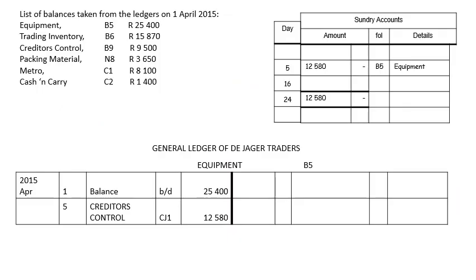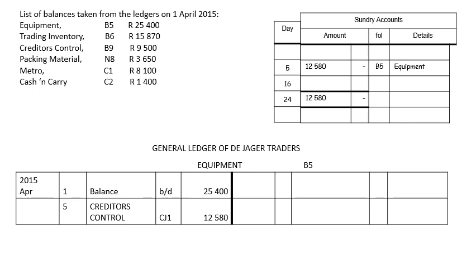All I've done is I've given a list of balances, which was not originally part of the exercise. It wasn't part of the information that I gave you. You need a list of balances so that when you start posting, you actually know what the balance in that specific account is. Then this is just the sundry accounts column.